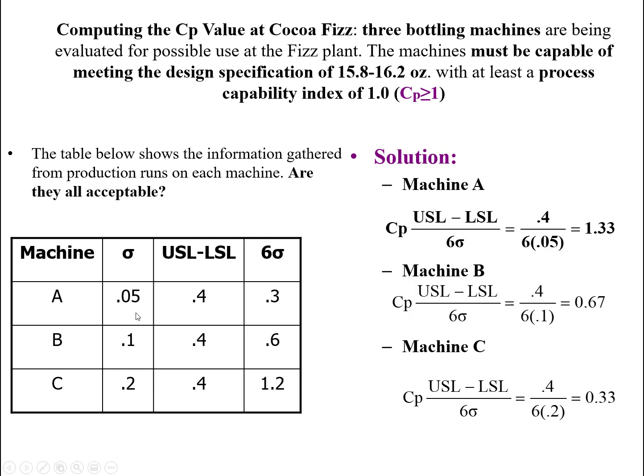The first machine sigma is 0.05. The second machine sigma is this one. The third machine, which is C, sigma is this one. Now this is upper and this is lower. So this is the difference of these machines, upper tolerance limit and lower tolerance limit. And 6 sigma, so when you multiply 6 by 0.05, it will be 0.3, because we want to check it for 6 sigma, because we want to calculate CP. So the machine A CP is 1.33. Yes, the machine is capable for this sigma, and you can see the sigma value is very low.